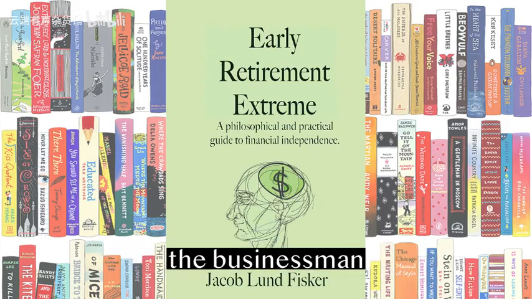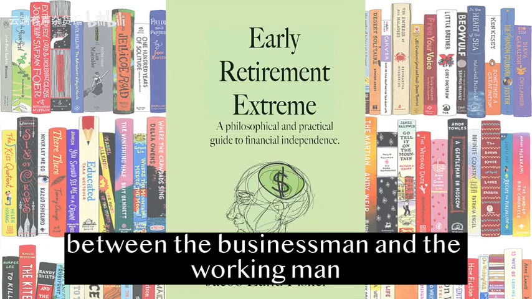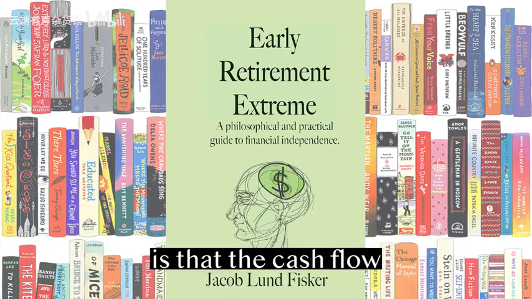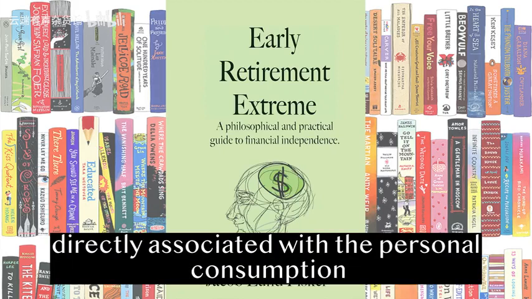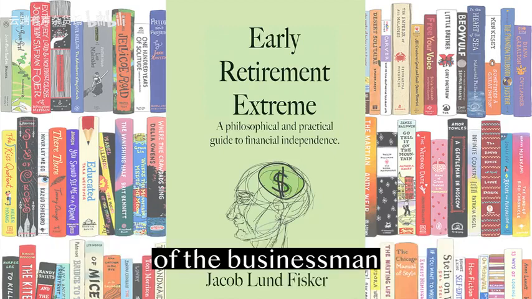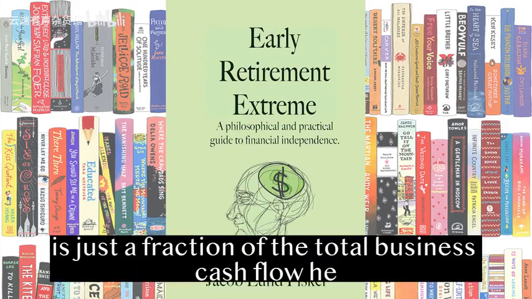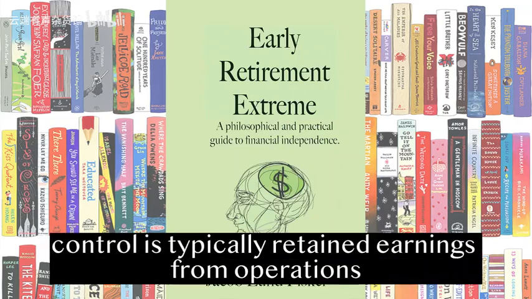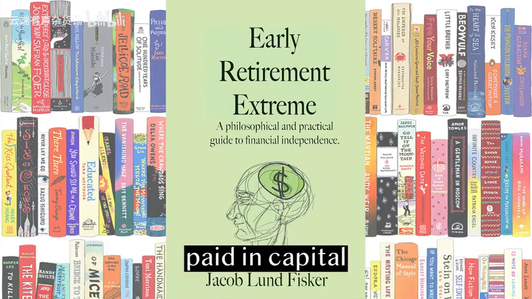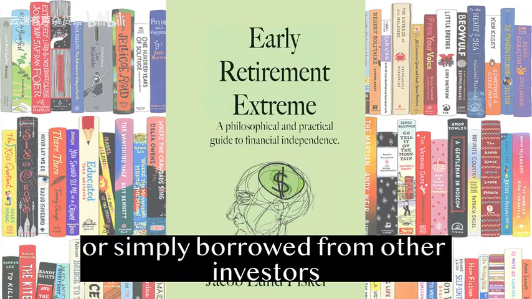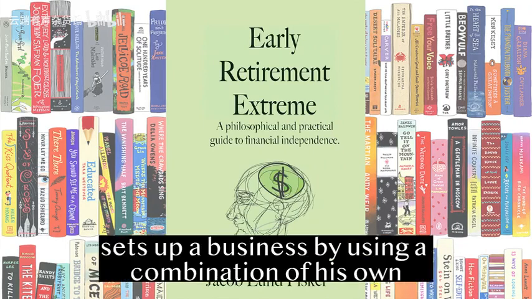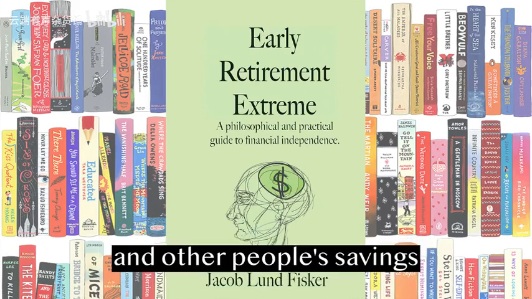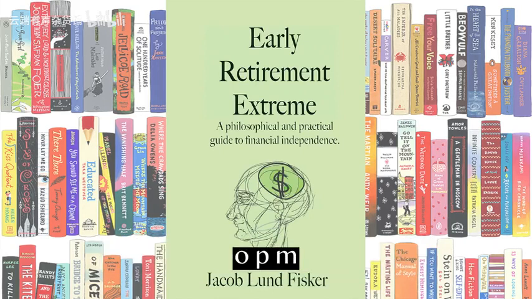3.1.3 The Businessman. The difference between the businessman and the working man, or the salaryman, is that the cash flow, which is directly associated with the personal consumption of the businessman, is just a fraction of the total business cash flow he controls. The money under control is typically retained earnings from operations, paid in capital, or simply borrowed from other investors. Hence, the businessman sets up a business by using a combination of his own and other people's savings, that is, other people's money, OPM.